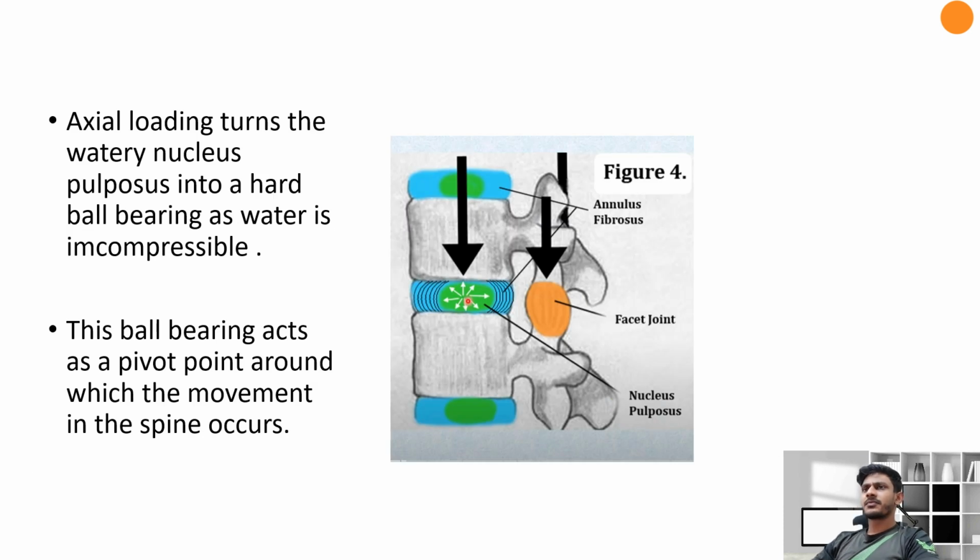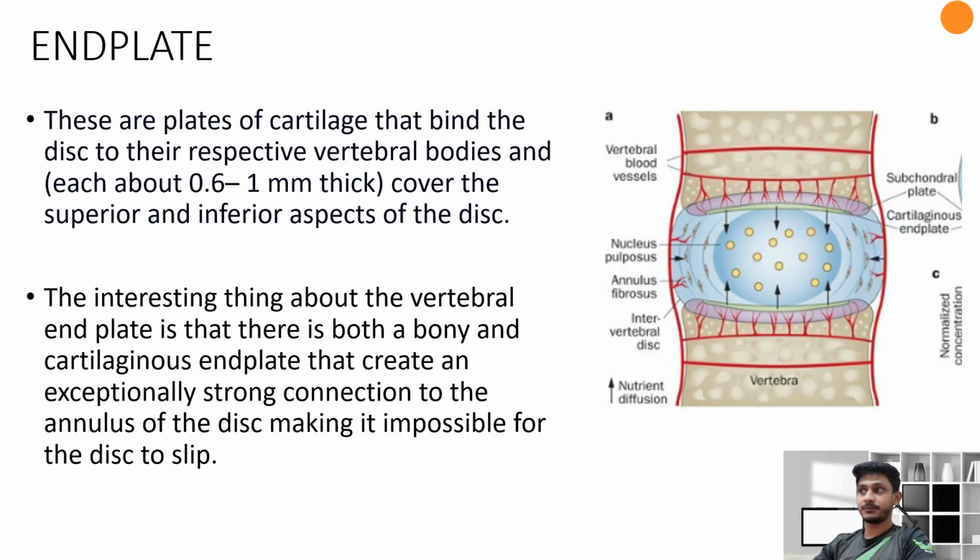So axial loading turns the watery nucleus pulposus into a hard ball bearing. So not only does it become firm, but it also acts as a ball bearing upon which the lateral flexion and rotational movements of the vertebra can occur. So it acts as a pivot basically.